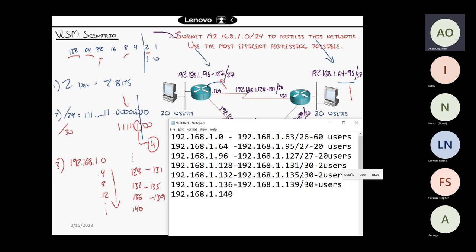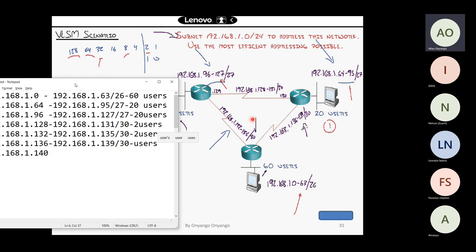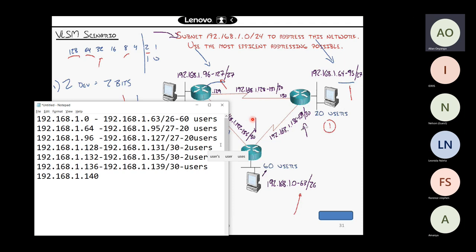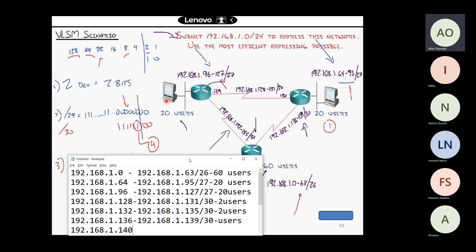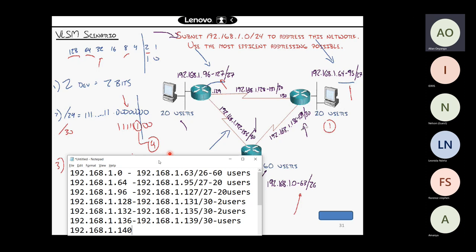So you can see that here. You can actually see it right here. So the /26 for 60 users will be right here. They are from network 192.168.1.0 all the way to 1.63. For the first 20 users, these guys here, from 1.64 to 95 is actually the second network. The third one, 1.96 here to 127 is there. 128 to 131, you can see 128 to 131 is this network here.